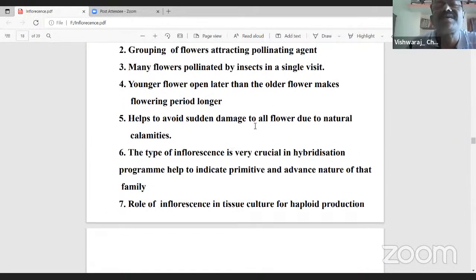It helps to avoid sudden damage to all flowers due to natural calamities. Suppose all flowers mature in the same period, on the same day. They would be suddenly damaged. But lower flowers mature first, or in cymose, upper flowers mature first. Then the upper flowers are damaged, but the lower flowers are not damaged because they are in bud condition. This is also a role of inflorescence.